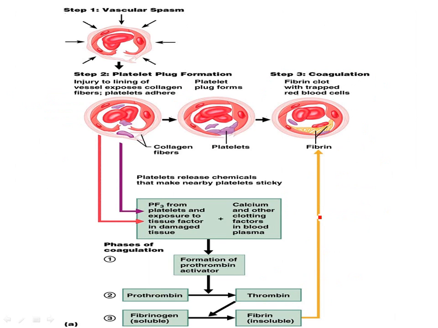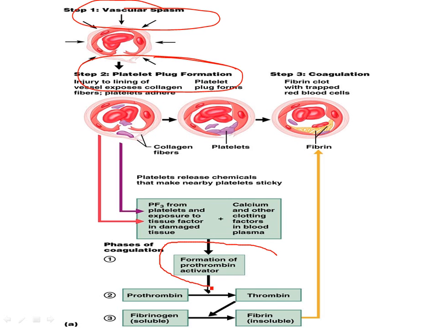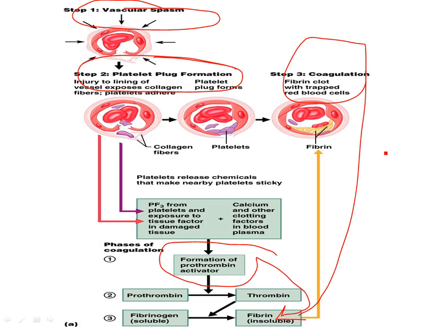So take a second, pause on this slide, work your way through. I want you to focus on vascular spasm, platelet plug formation, and here, formation of the prothrombin activator to fibrin, and how that results in coagulation.